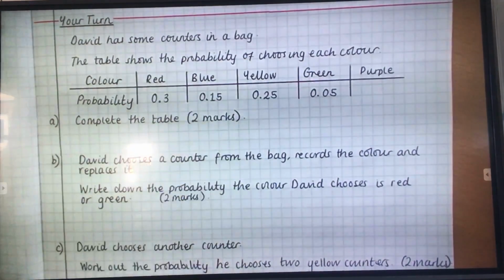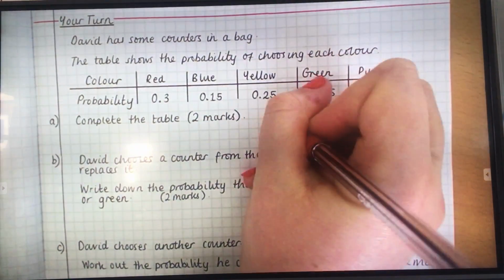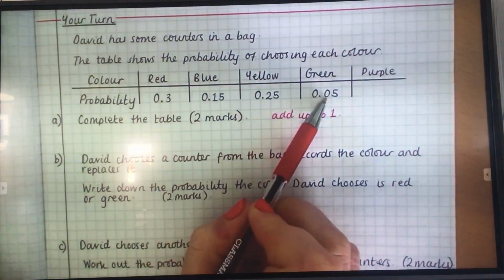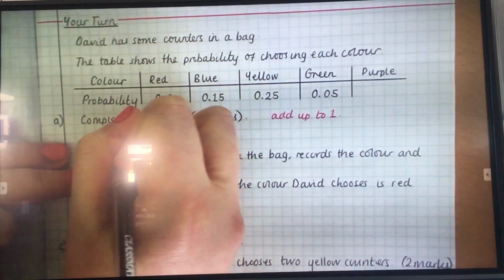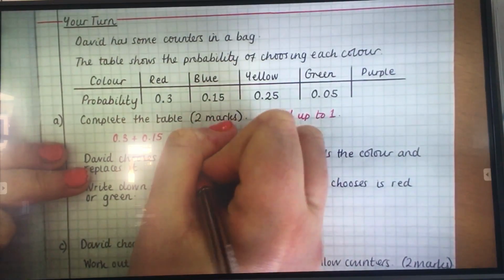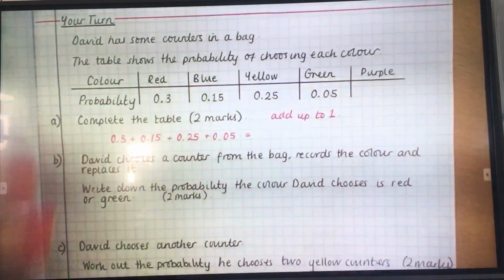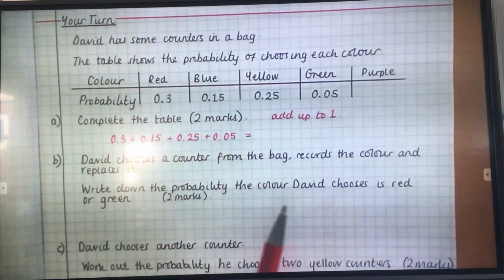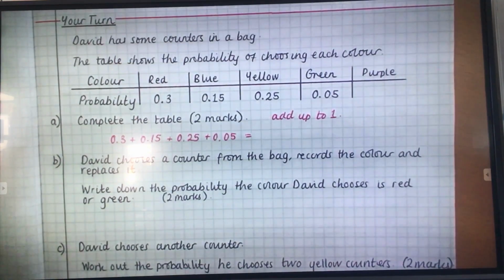Complete the table. Now we know from our key points that all probabilities add up to 1, okay? So we need to work out what is left over when you add these things up, and then we'll subtract it from 1, and then you'll get what's left over for purple. So 0.3, add 0.15, add 0.25, add 0.05. Again, you can use a calculator if you wish, but if you're going to do it in your head, you can use column method, and you get 0.75 when you add all of these up.